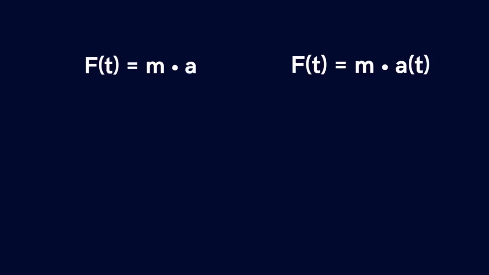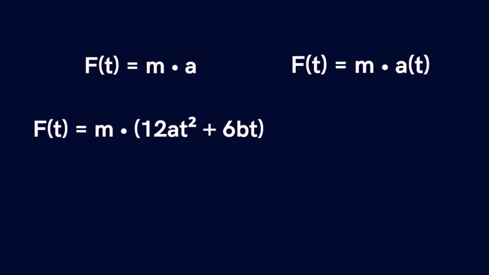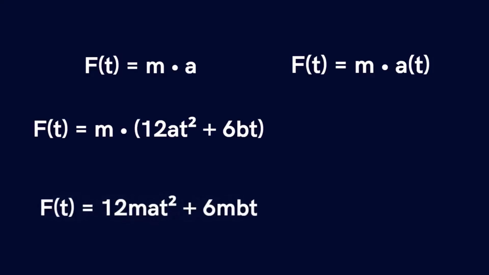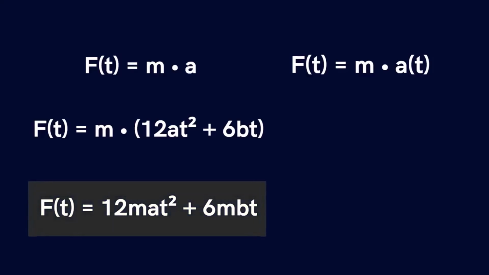And if you remember from part A, we were able to find a of t, which means we can now plug it into our f of t equation. And finally, by distributing our mass to 12a t squared and 6b t, we have f of t equals 12m a t squared plus 6m b t. And this is our answer for the time-dependent force acting on the body.